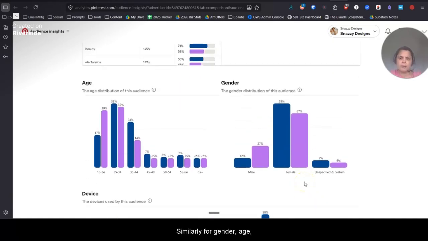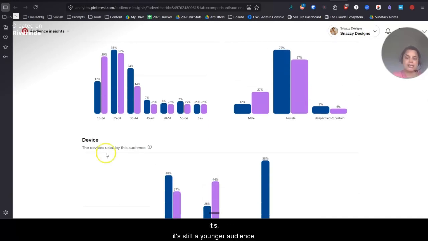Similarly, for age, 30% of the Pinterest audience is 18 to 24, but only 17% of people who saw my pins and interacted with my pins fall in that age range. More of the 25 to 34, 35 to 44 folks are interested. So it's still a younger audience, but it speaks to people who are at a certain stage in their life, who are looking at weddings, at their new careers, new jobs, planning for their lives, planning for their finances, etc. Their first home, perhaps. So it gives me a picture of my audience, right?